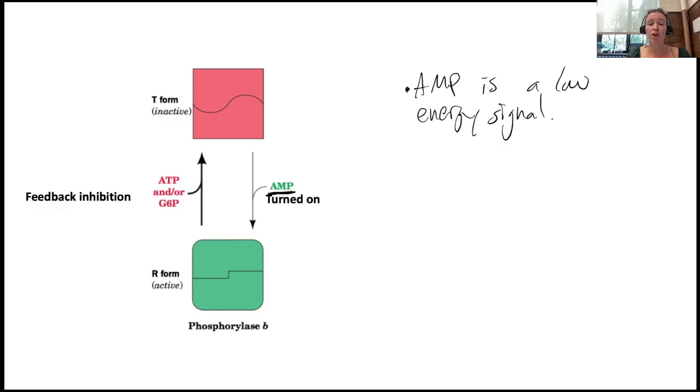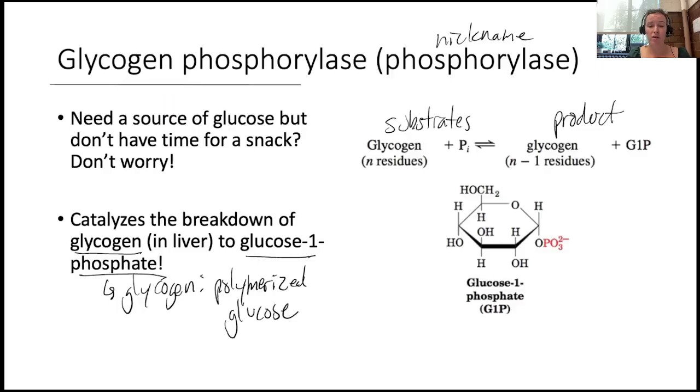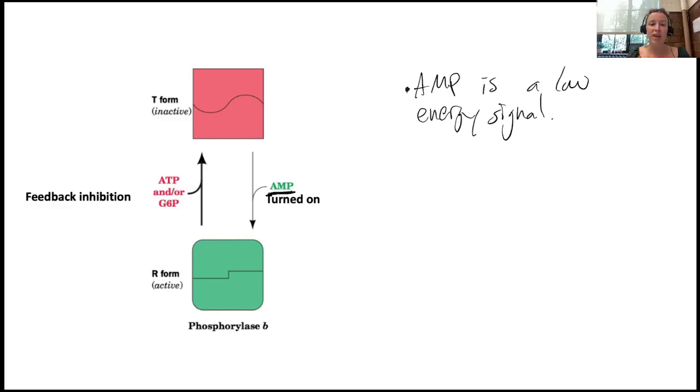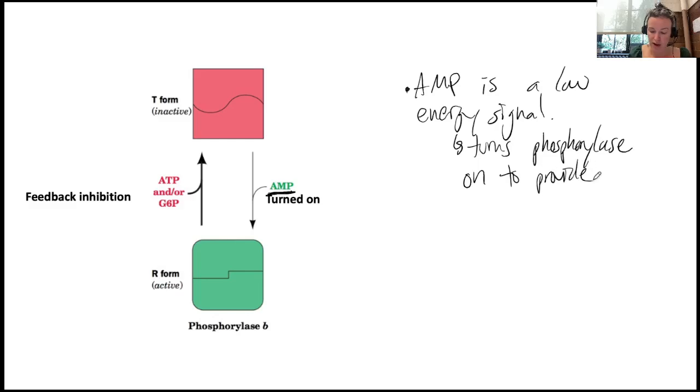Why does it make sense that a low energy signal would turn this enzyme on? Well, the whole point of this enzyme is to get us energy, right? It's breaking down glycogen in our body to provide us with a source of glucose. So, if AMP is a low energy signal, it turns phosphorylase on, to provide us with glucose.